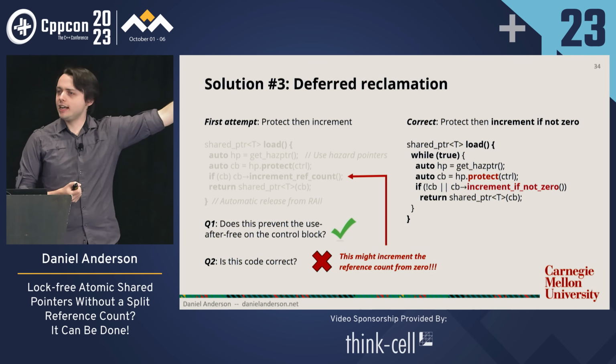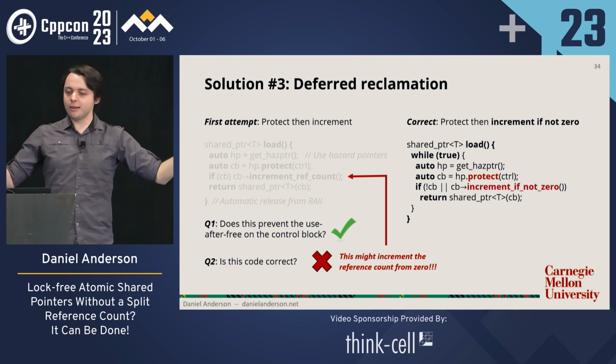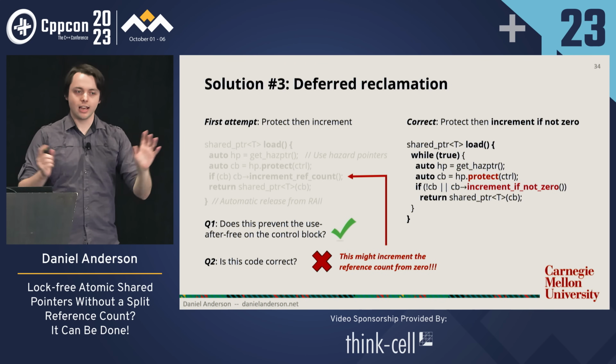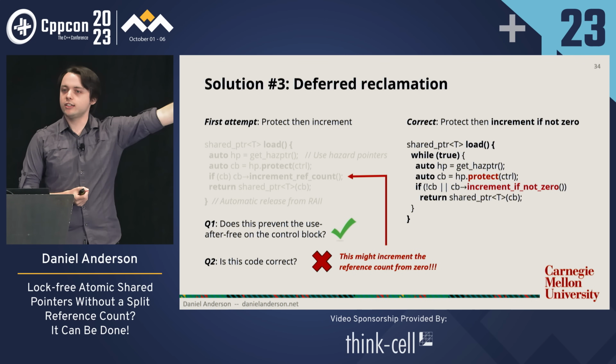Now you might be wondering, okay, but now we need another magical function called increment if not 0, right? We need to keep going further. I claim that we don't have to do any work here. I claim that if you have a standards conforming shared pointer today, it already has this function. It's already there. Anyone want to shout out, why is that function definitely already there?